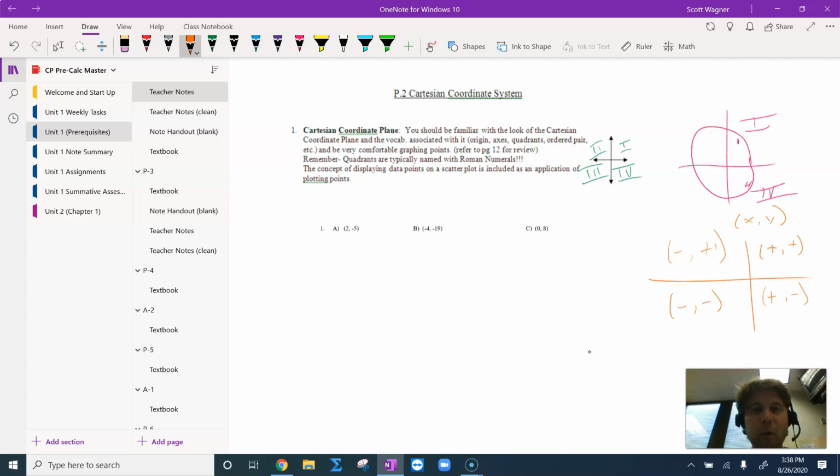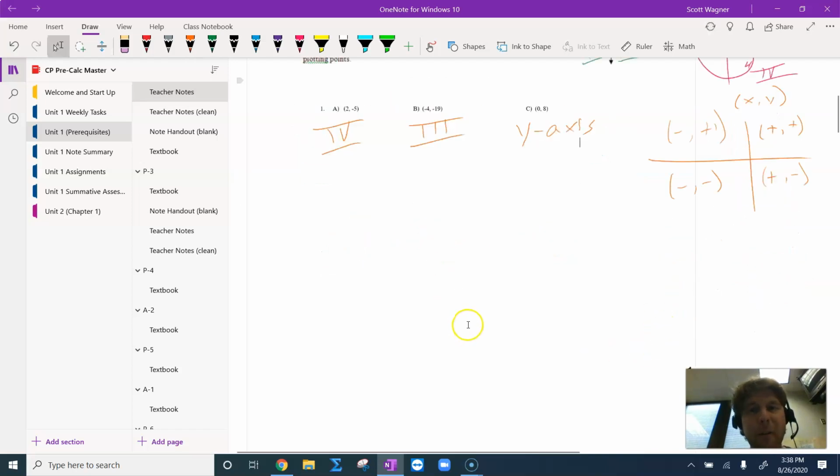Alright, we're trying to figure out what quadrant we would find these points. Point A, (2, -5). Since X is positive and Y is negative, that's going to be quadrant 4. Point B, X is negative, Y is negative, it's going to be quadrant 3. And then point C, X is 0, Y is 8, it's kind of a trick question. It's not in a quadrant at all, it's actually on the Y axis. So just be careful. Sometimes I am trying to trick you, and you never know.